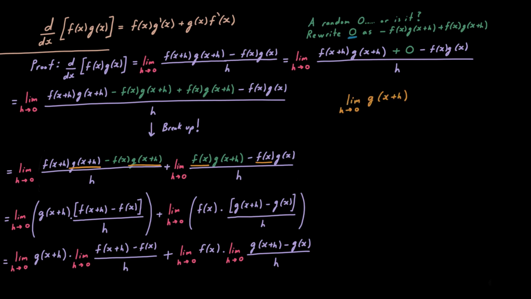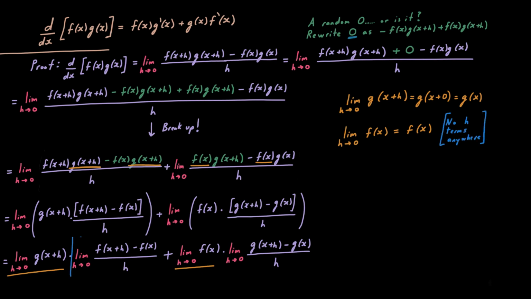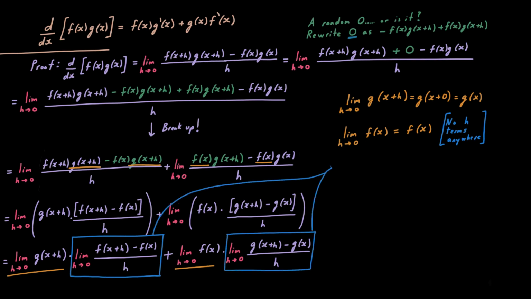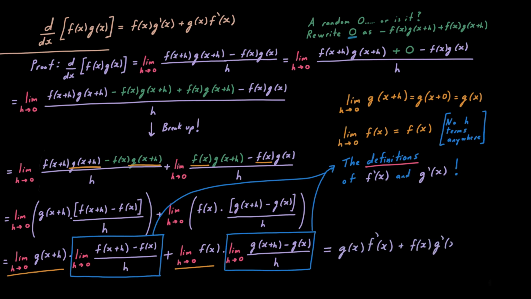Start with the easy one. Let's start with that first one. As h goes to 0, g of x plus h becomes g of x plus 0, or just g of x. And then that second guy in gold, look, there's no h term in that f of x, so as h approaches 0, f of x is just f of x. F of x is a constant as far as h is concerned. And finally, these 2 guys in blue, these are the very definitions of f prime and g prime, respectively. And there is our product rule, g f prime plus f g prime.